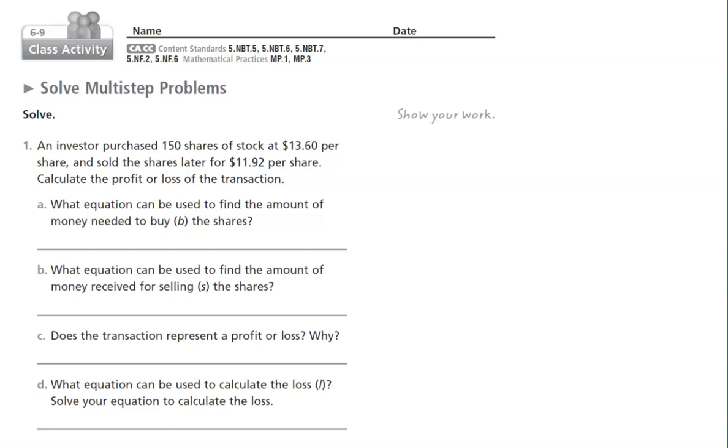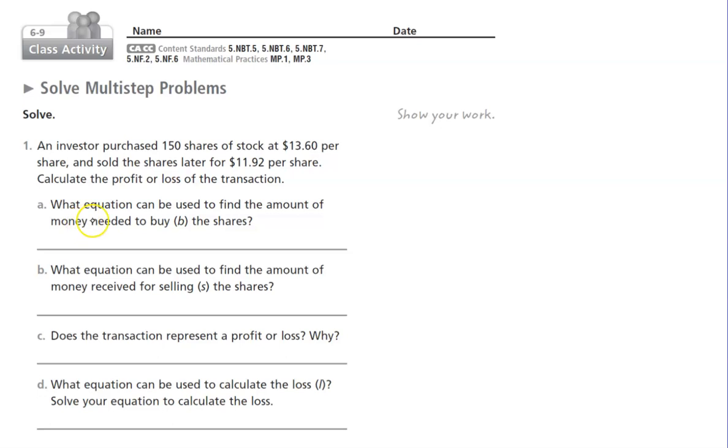I'm going to help you with number 1, which is asking you 4 different questions. It says, an investor purchased 150 shares of stock at $13.60 per share, and then later sold the shares for $11.92 per share. It wants you to calculate the profit or the loss of the transaction. Well, if your parents have used the stock market before, they could totally help you with this, but I'll give you my layman's version since I'm not big in the stock market game. It's going to walk you through some clarifying questions to help you solve this problem.